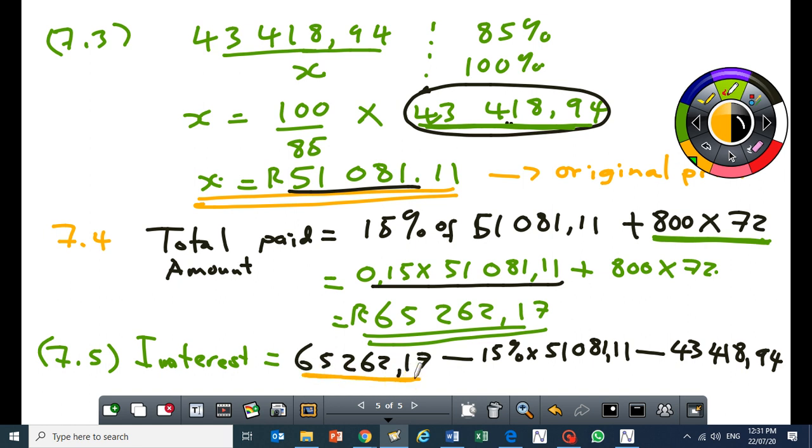Then we subtract the deposit. Remember, the reason for paying this deposit is to reduce the interest. That's the objective. If you did not pay this, then this amount would go up, and that will eventually affect the interest. So we paid that 15% minus that 43, and then we simplify this. What would you get?